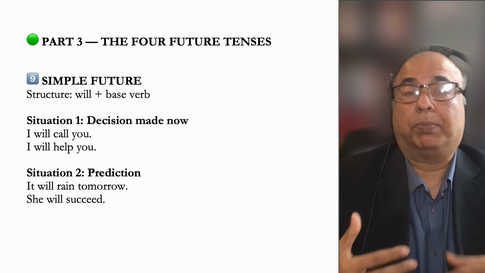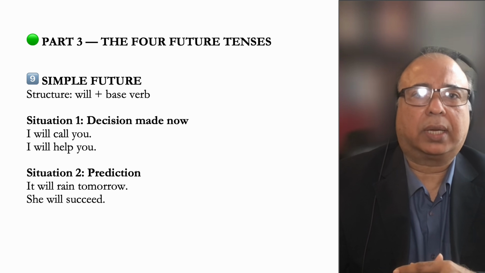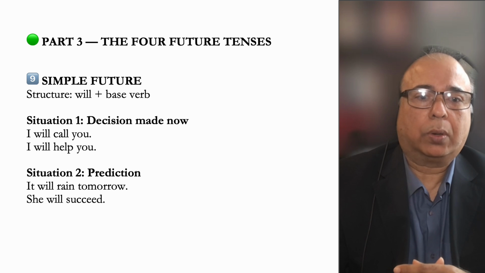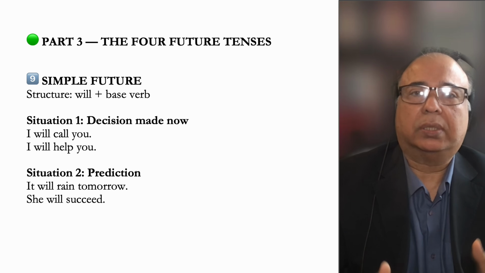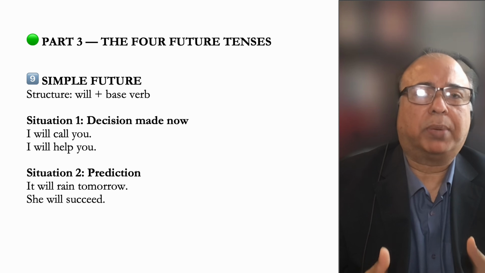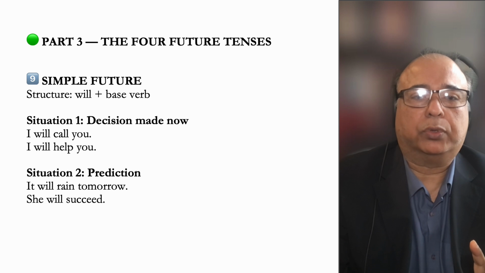Sometimes people make a prediction like, it will rain tomorrow. That's the weather forecast. It will snow tomorrow. She will succeed. She's taking this exam. She's a great student. She will succeed. She will pass the course. She will get an A. Okay? So that's the simple future.